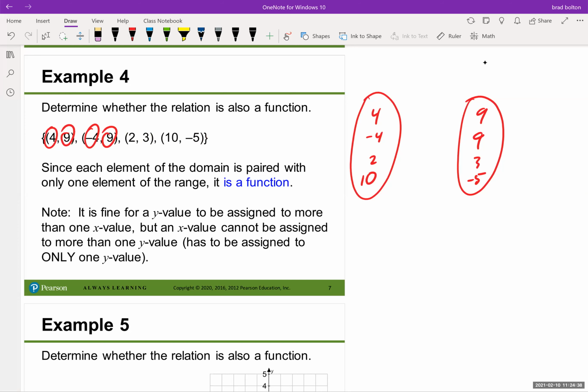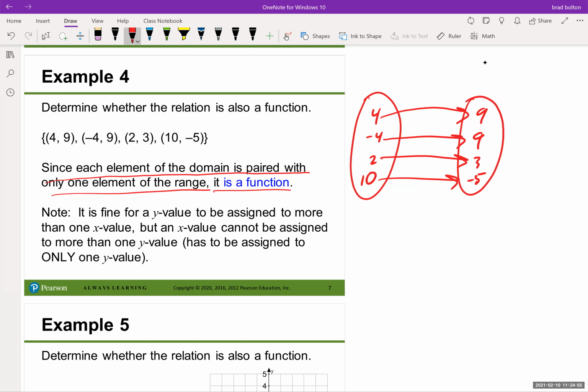Okay. So let's do some mapping. So they know that this ordered pair 4 goes to 9. Okay. And then negative 4 goes to 9. Okay. So far, so good. 2 goes to 3. Okay. And 10 goes to negative 5. So since each element of the domain is paired with only one element of the range, it is in fact a function. You don't have to draw it like this. Sometimes you can just look at it and see. Basically, if you see an X value repeated in an ordered pair, and it goes to two different numbers, you automatically know it is not a function.